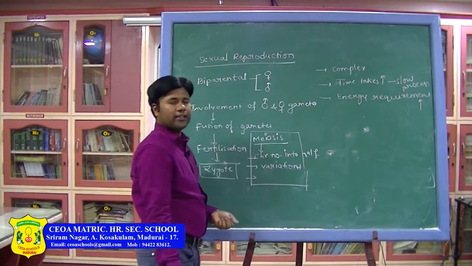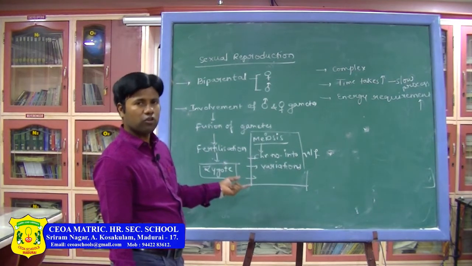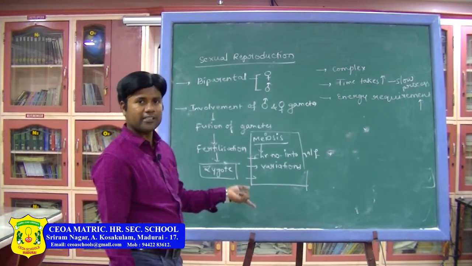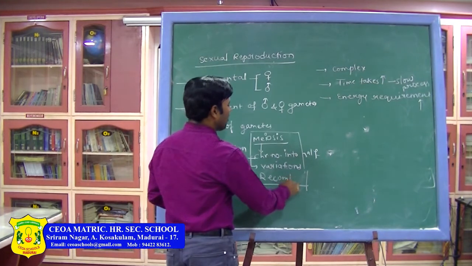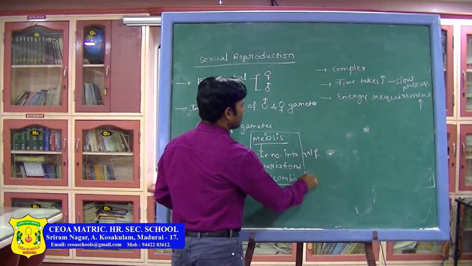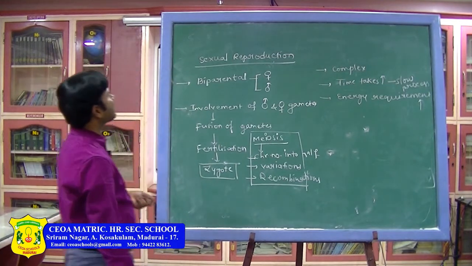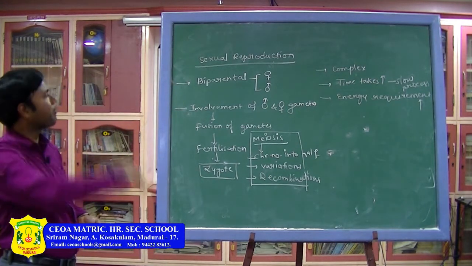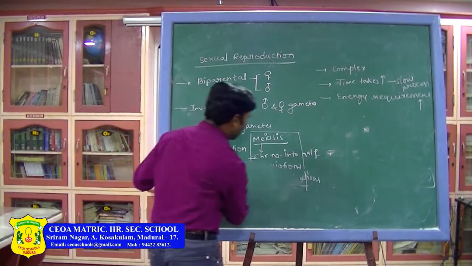In order to maintain the chromosome number from one generation to another generation, it reduces the chromosome number into half, and variations, recombinations. What is that? Recombinations will take place. Okay, so these are some of the important characteristics of sexual reproduction. Let us see what happens still.